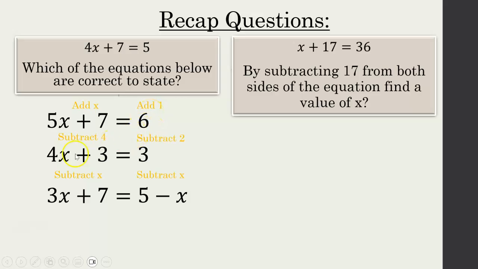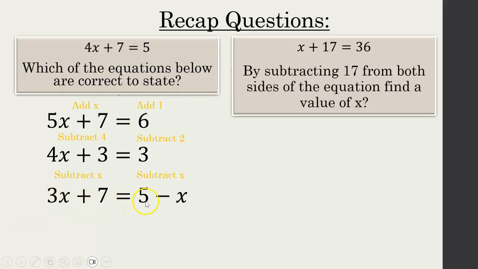Is it balanced? No. Next one. It was 4x plus 3. Well, it was 7 here, and now it's become a 3, so I've subtracted 4. And then on this side, I've subtracted 2, because it was 5, and now it's 3. Subtract 4, subtract 2, it's not the same, it's not balanced. So that means, obviously, the last one has to be balanced.